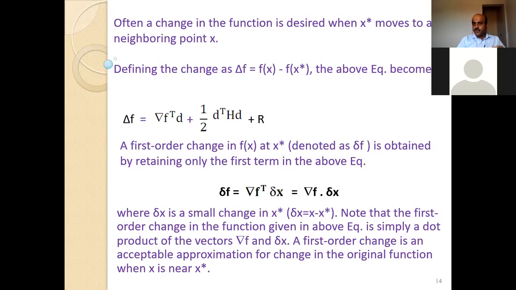Next I will just take you through a simple problem: how to expand a function using a Taylor's expansion. Okay, so let us go to the problem statement now.